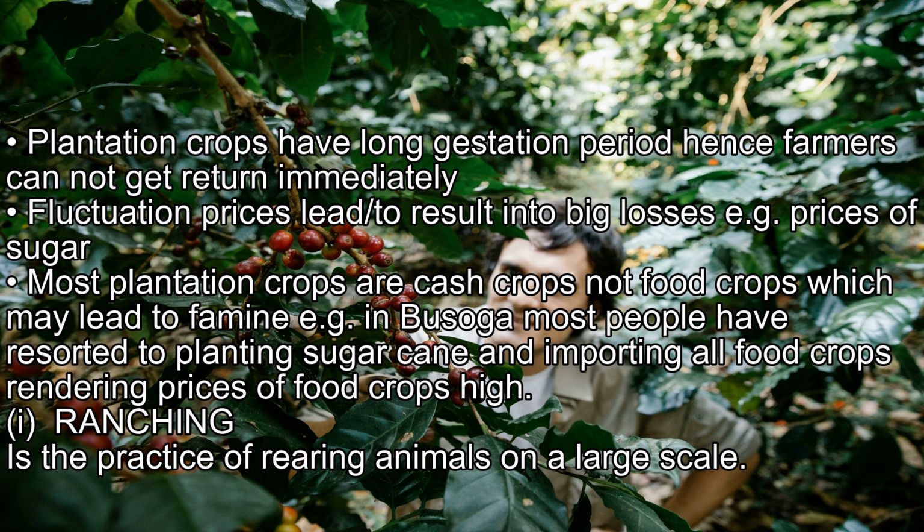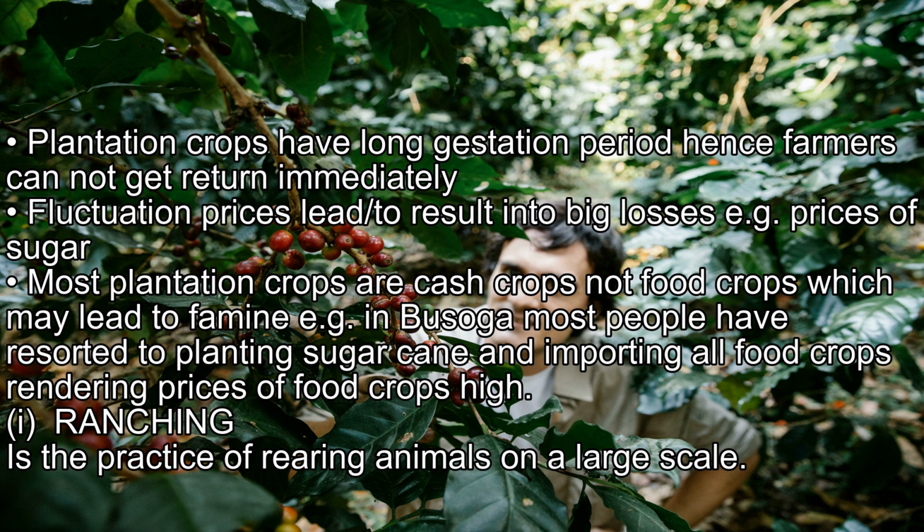Fluctuating prices result into big losses, e.g. prices of sugar. Most plantation crops are cash crops, not food crops, which may lead to famine, e.g. in Busoga most people have resorted to planting sugarcane and importing all food crops, rendering prices of food crops high.